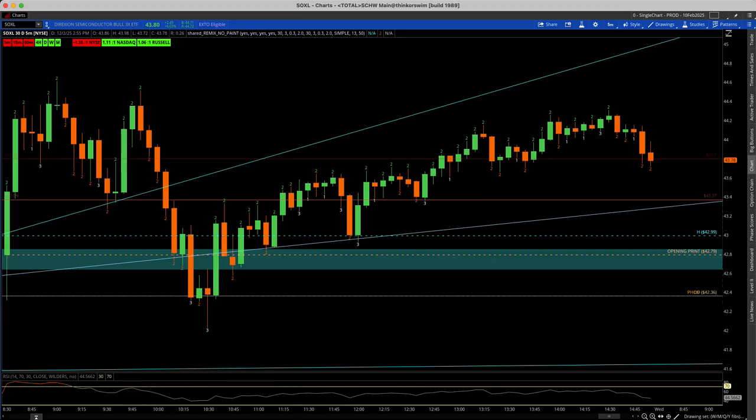Right now, if you get price action to the downside, if you get a lower high at or below the opening print, then you want to look to get into puts, and you want to target the previous low of day and overnight low. All right.